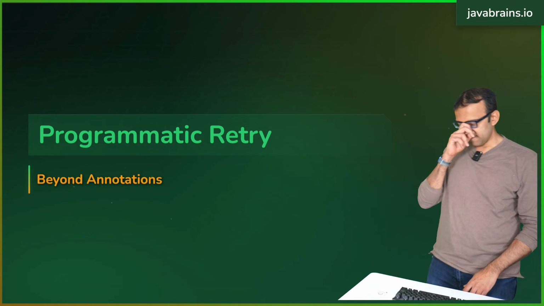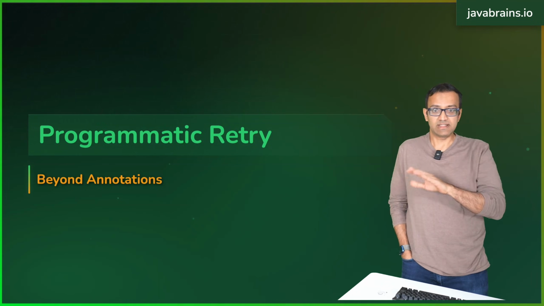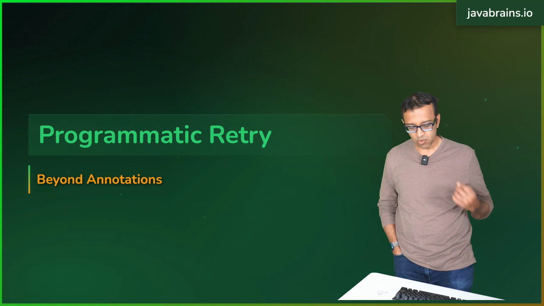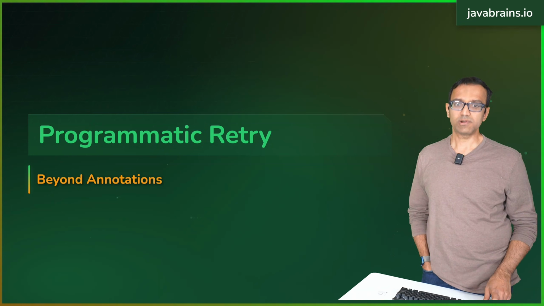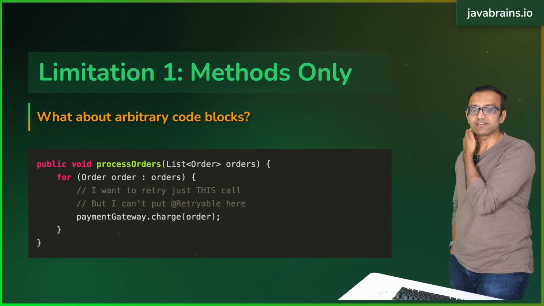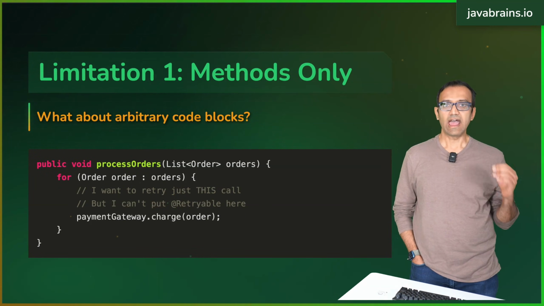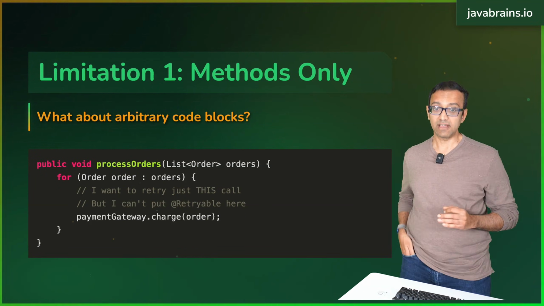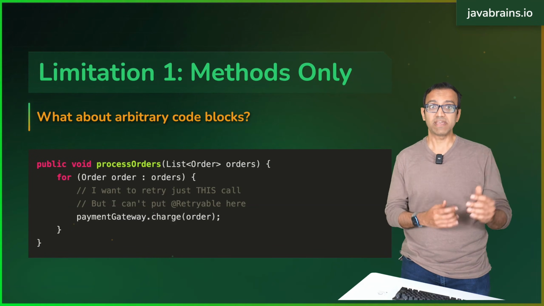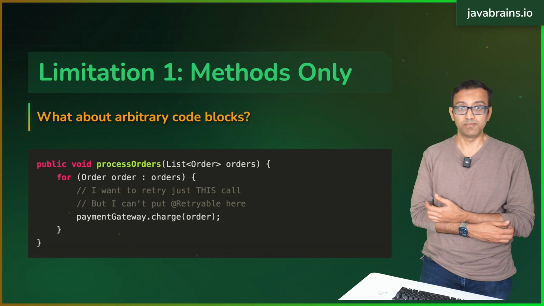Okay, so we've had @Retryable, which works great, seamlessly. But what if you need more control? What kind of control would we need? First of all, let's look at some limitations of the retry annotation. Firstly, it is at a method level only. Retryable works on method declarations. If you want to retry a whole method, you have to put that on there.